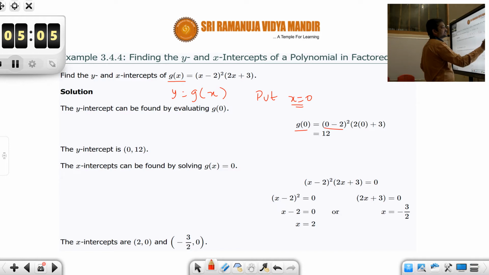Put x is equal to 0, you will be getting (0 minus 2) whole square into (2 times 0 plus 3). If you resolve it, you will be getting 12. So the y-intercept is (0, 12) in terms of coordinates. And x-intercepts you know how to find.